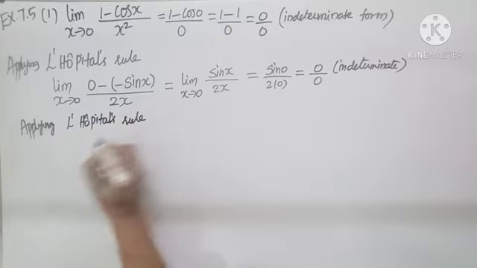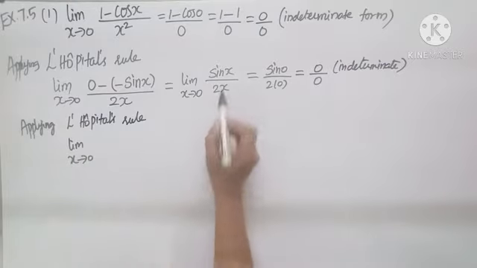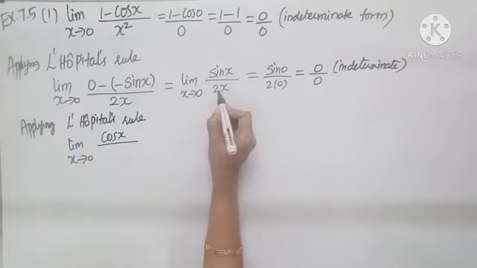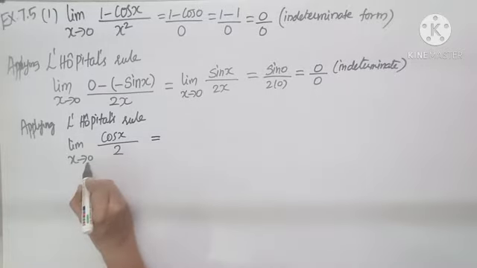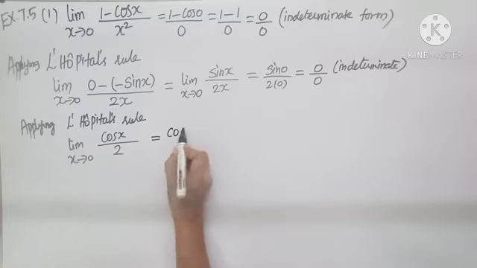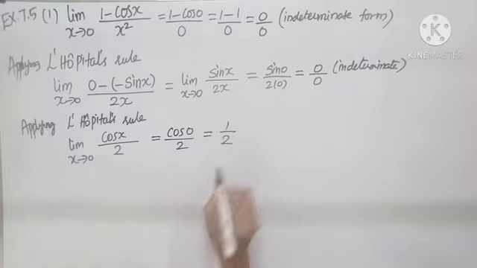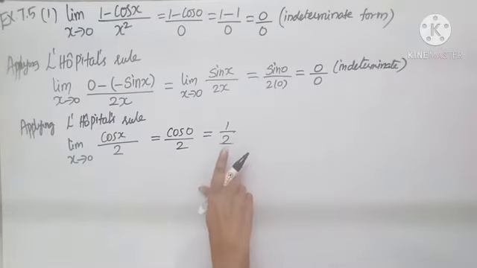Differentiate the numerator separately and denominator separately. Now sin x will become cos x, and 2x will become 2. Wherever x is coming, put the limit 0. Cos 0 by 2, or I get 1 by 2. So now it is not an indeterminate form. I have attained a proper limit, and that is the answer. Question number 2.